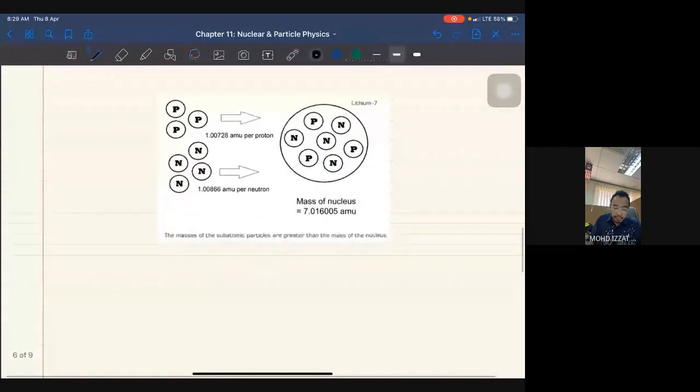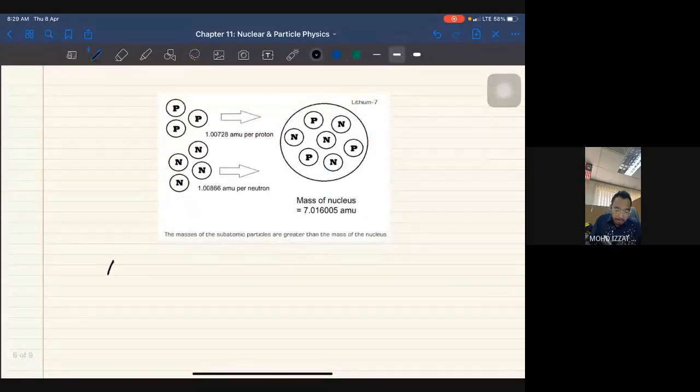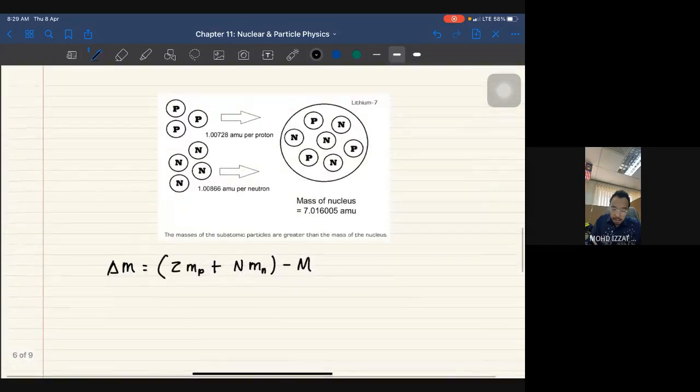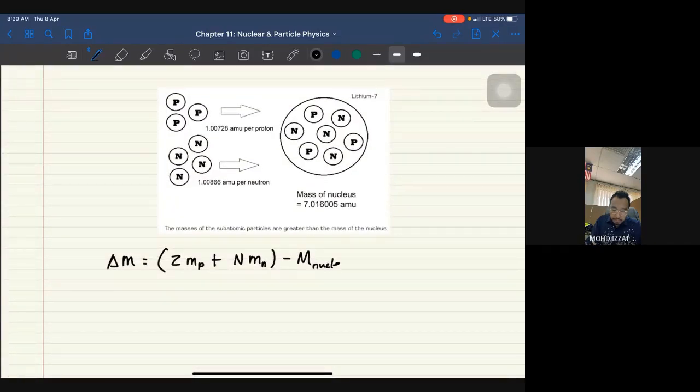So if you want to check the mass defect, we can multiply the number of protons with the mass of a proton, and we can add the number of neutrons multiplied with the mass of a neutron, and then we can minus the mass of the nucleus. Just check the symbol that you use.